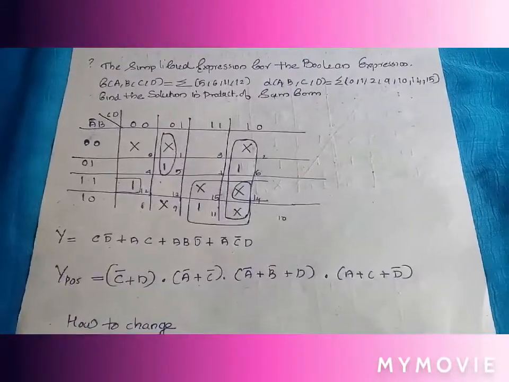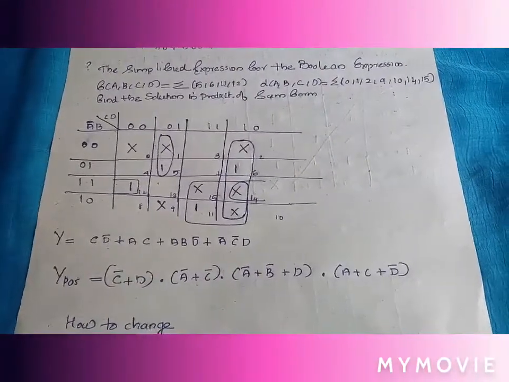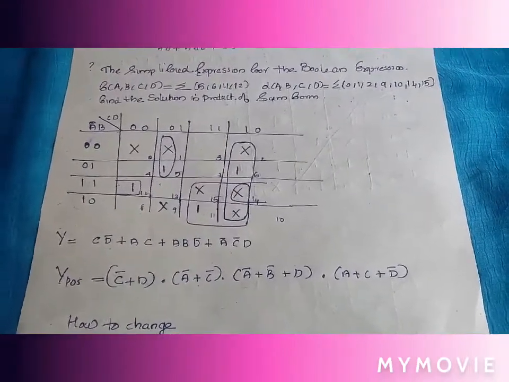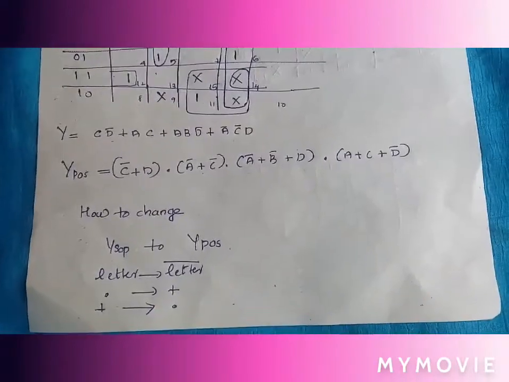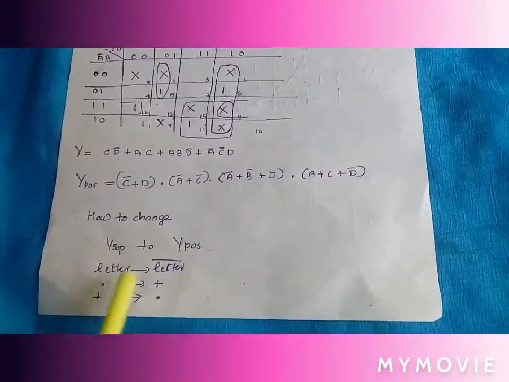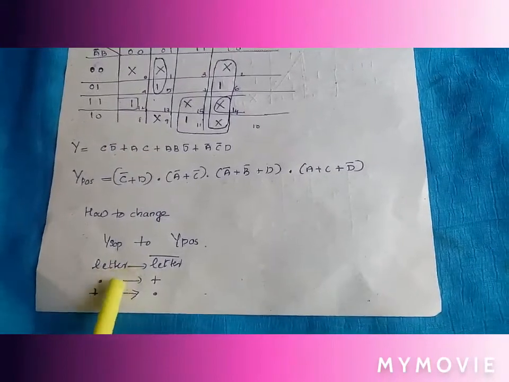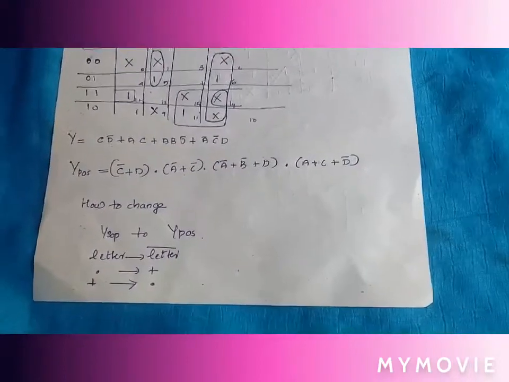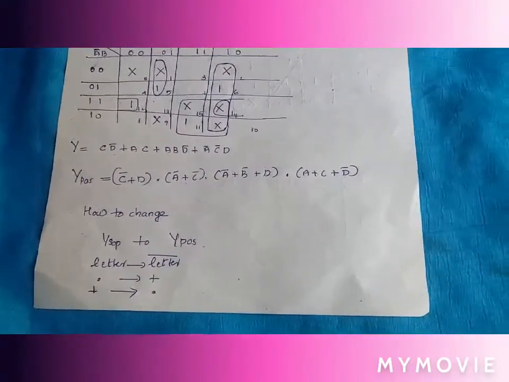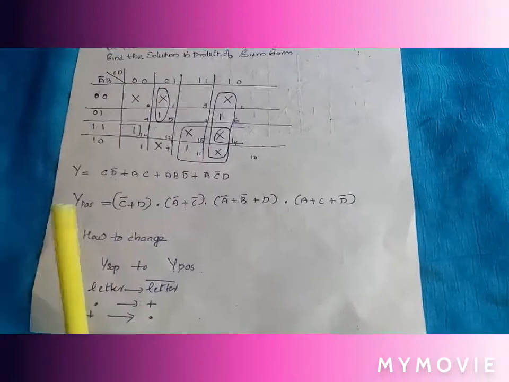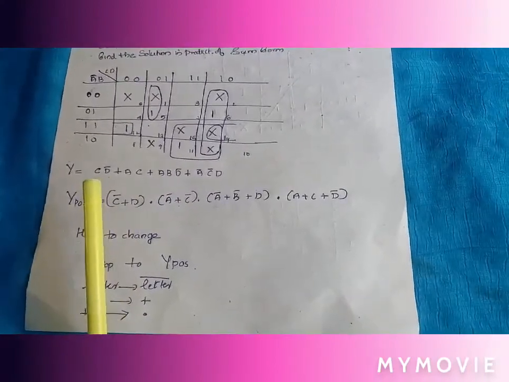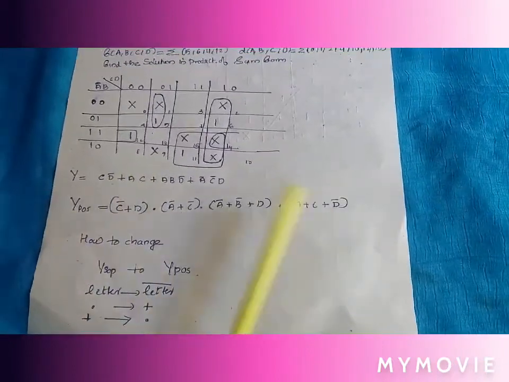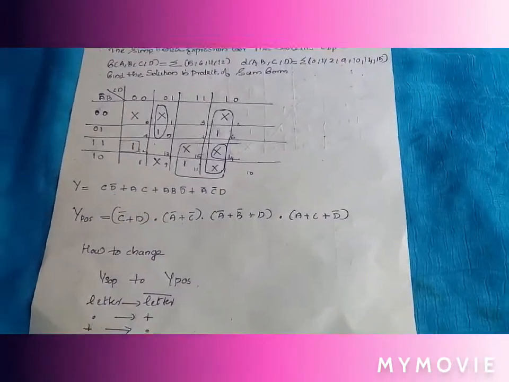But here the output is a sum of products, and in the question they are asking for the answer in product of sum form. How do we change sum of products to product of sum? Each letter changes to letter bar, dot meaning product changes to addition, and addition changes to product. That is the method used to convert a sum of products to a product of sums. That means here C changes to C bar, product changes to plus, D bar changes to D, plus changes to dot. Like this we can complete the expression, and so we get the answer as a product of sums.